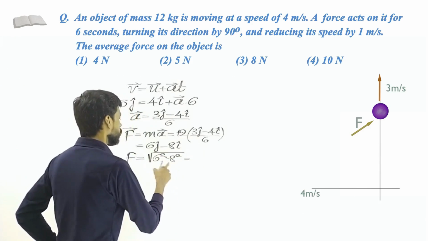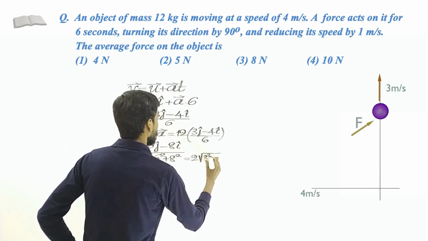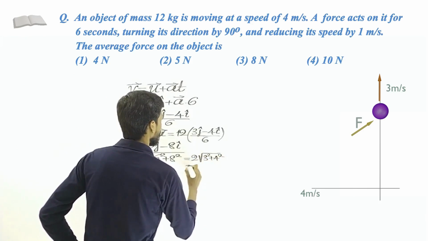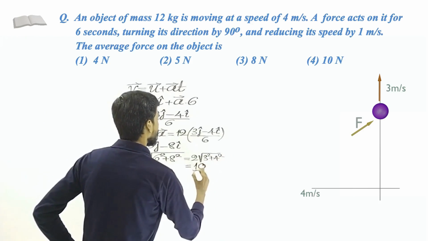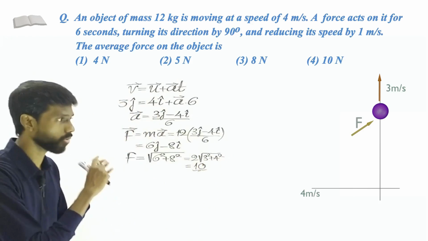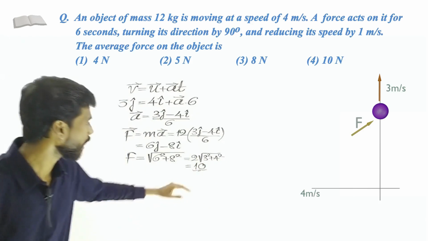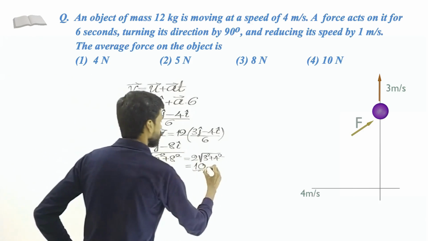So that is 2 square root of 3 square plus 4 square. So that equals 2 multiplied by 5, so that is 10. So 10 is the magnitude of the force, or the average force. Even if the force is not constant throughout that interval, we can take the average force to be 10 Newton. So that is our required answer, right?